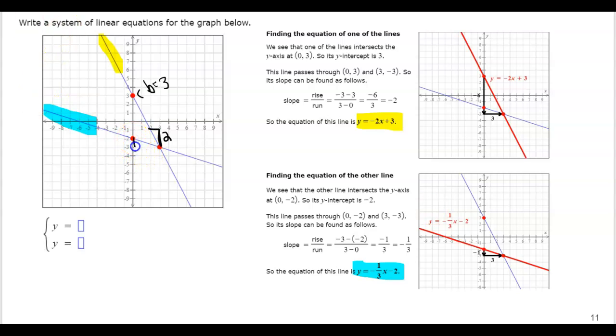I can see I'm running 3 and rising 1, so it's 1 over 3. And then I can see my b equals -2. Okay, good job. This is skill 1. So you want to be taking these notes as you go. Write down slide numbers if that helps you to ask your teacher questions.